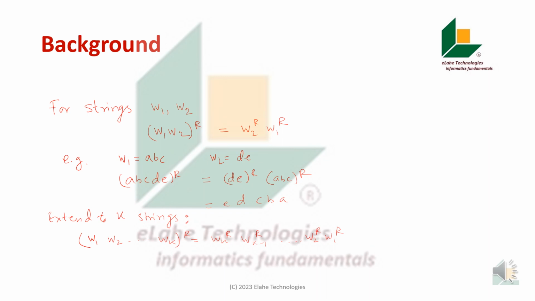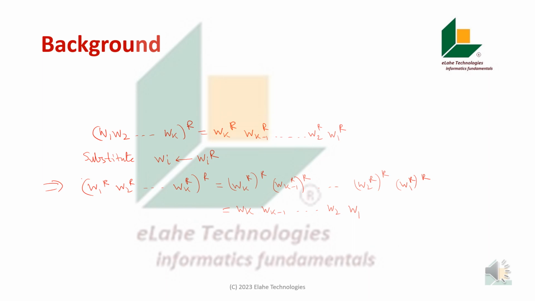Extending this to K strings, (W1 W2 up to WK) reverse is WK reverse, WK minus 1 reverse and so on up to W1 reverse. Let us substitute Wi with Wi reverse. Then (W1 reverse, W2 reverse and so on up to WK reverse) reverse is WK reverse reverse, WK minus 1 reverse reverse and so on down to W1 reverse reverse.